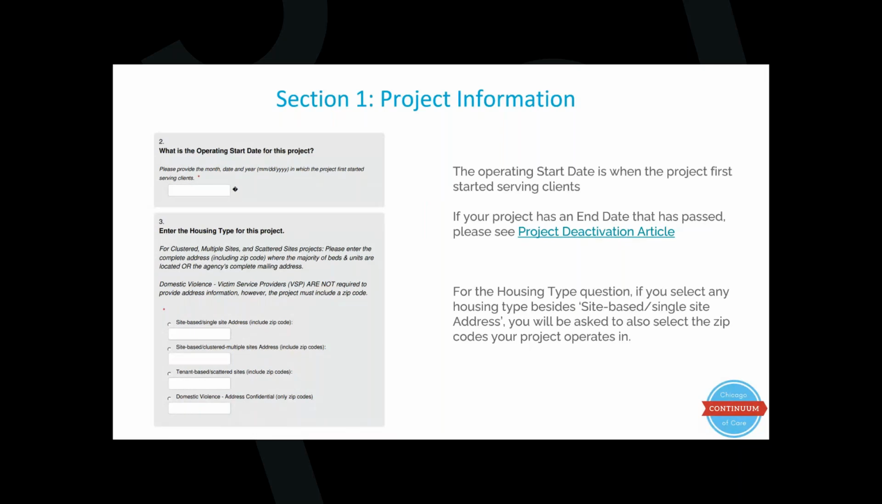And again, if your project serves DV, you'll select the DV option and then you'll only provide zip codes. So we don't need addresses for DV projects. We just need the zip codes in which clients are being served. Whether that's at one location, you'll put in one zip code. If it's a permanent supportive housing, rapid rehousing project, you'll put in multiple zip codes.